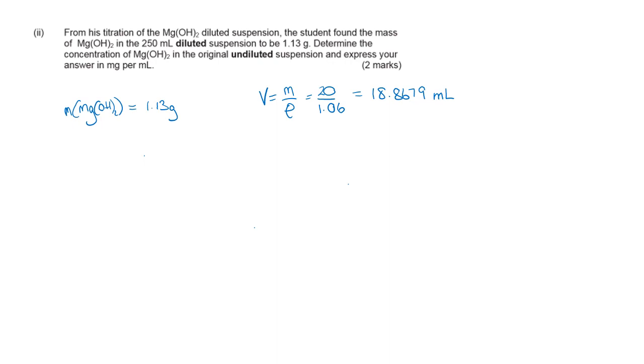densities are different. Okay, so then what we've got to do is look at the concentration. So the concentration in milligrams per mil again. It's mass on volume. So that's 1130 over 18.8679, 59.9 milligrams per mil. Okay.